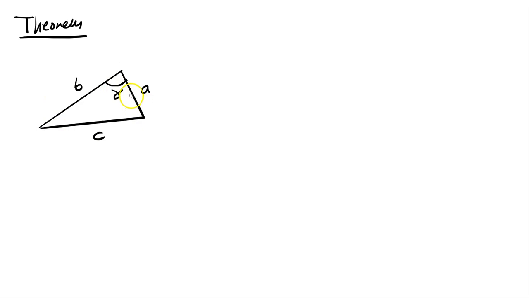So if you have a triangle with sides a, b, and c, and the angle between two of them we call gamma, then we have the following formula according to this theorem. The length squared of this one is equal to the length squares of these two added, but then minus 2ab cosine of the angle.